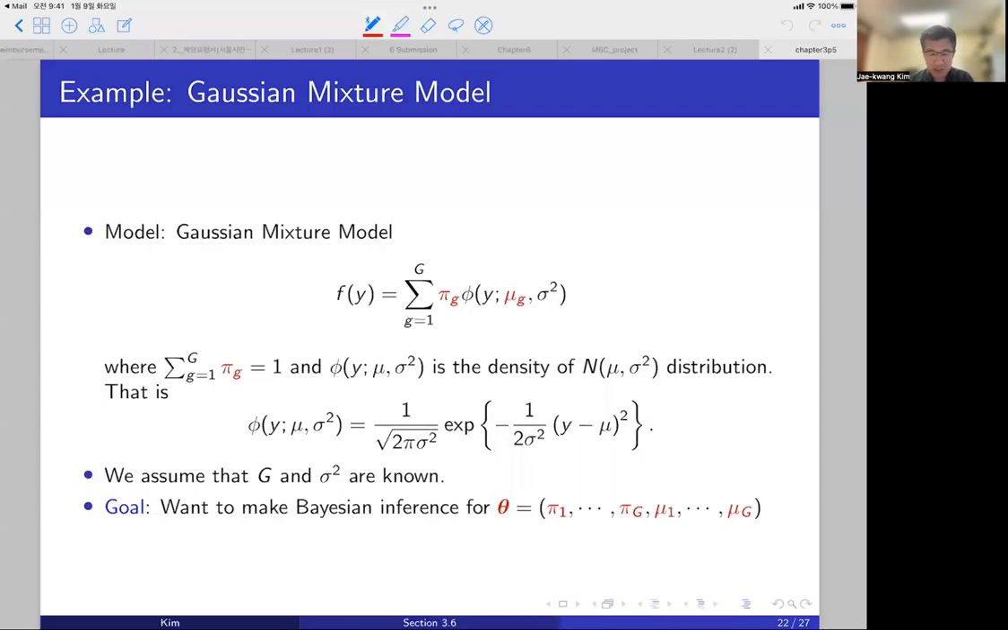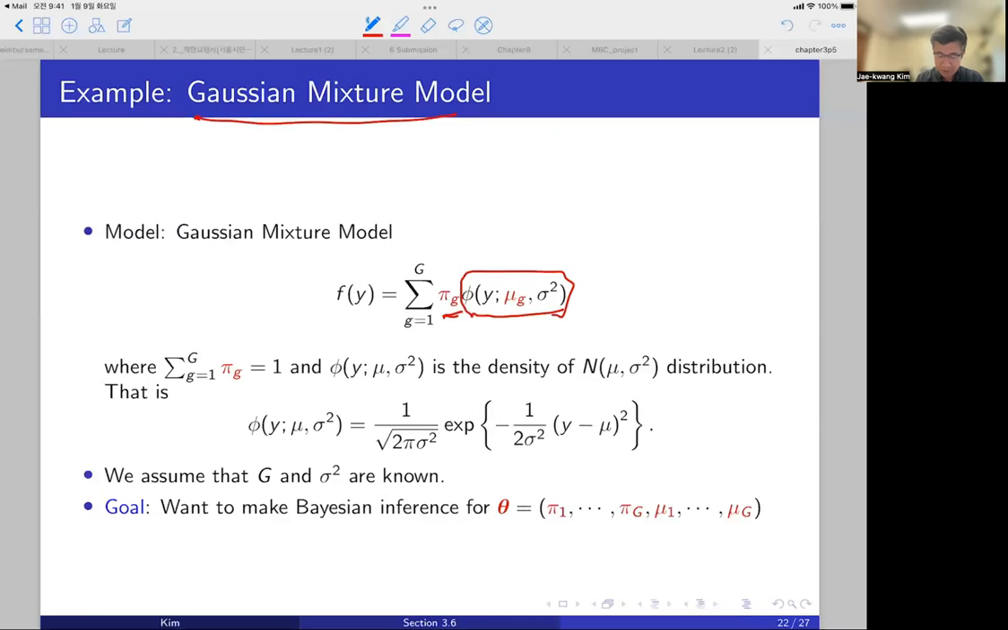Hi, I'd like to finish up the example for data augmentation. So here's an example: the Gaussian mixture model. Remember, in the Gaussian mixture model we have several groups, and this pi g is the proportion of the group, and this is the Gaussian model with the local group-specific model, right? Within that group we have a normal, but we have multiple groups, basically.